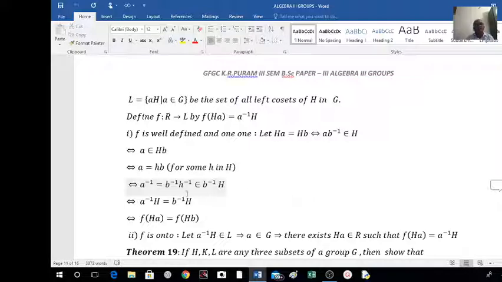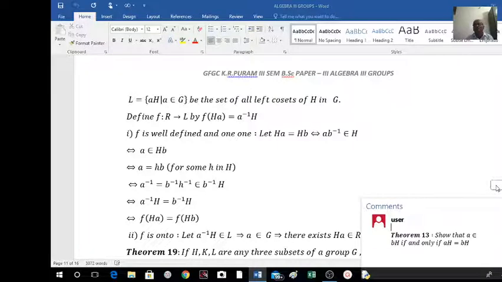Then can we write this as A inverse H equal to B inverse H? Yes, we can write. We have proved one theorem here. That theorem is this one.